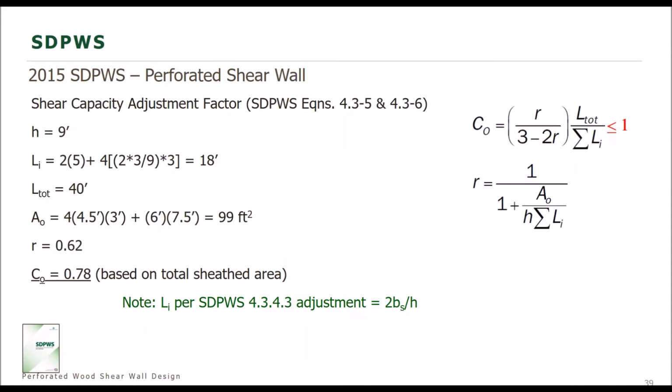Again, the value that we got out of the table was substantially lower. It was 0.55. And that's because it's based on an assumed opening size. When we calculate C sub O, we're able to take advantage of the fact that some of those openings are smaller. So this C sub O is based on actually how much of it is really sheathed versus an assumption of opening size. So that's why there's a difference between the two of them.